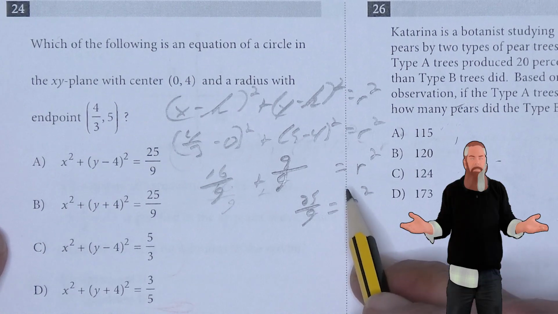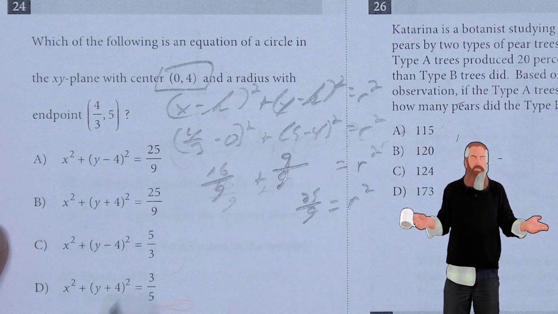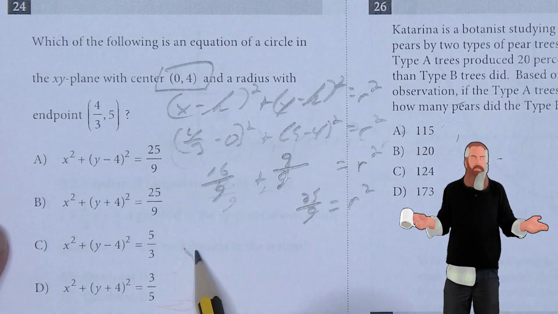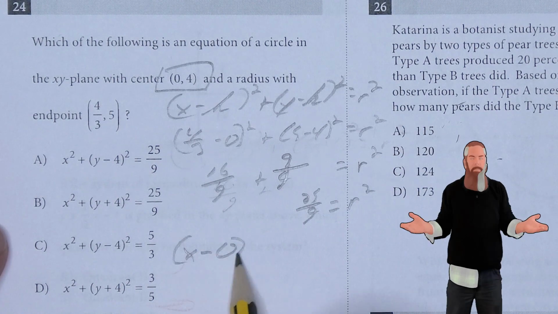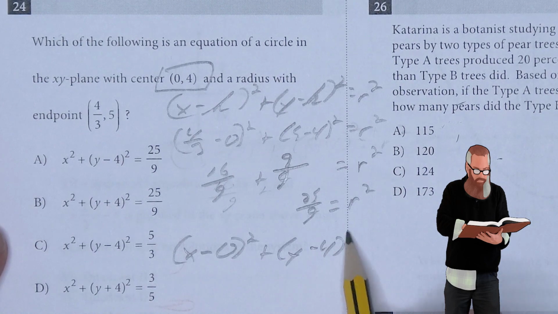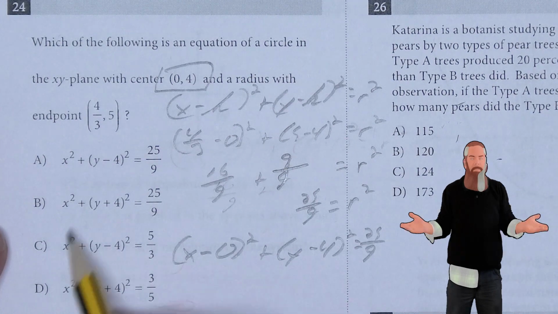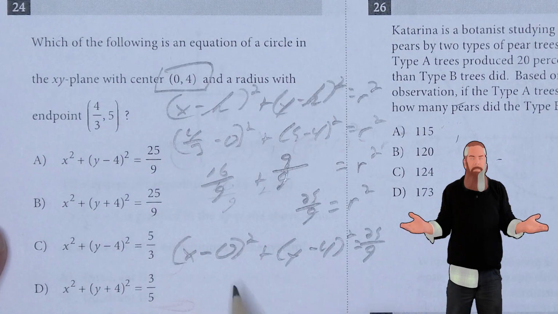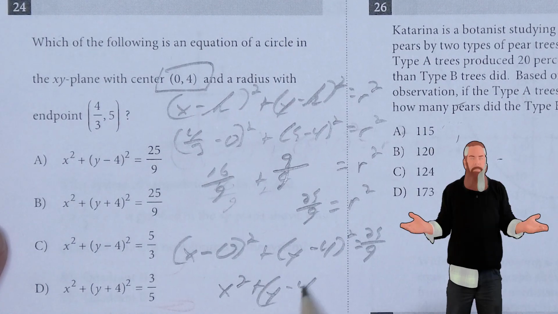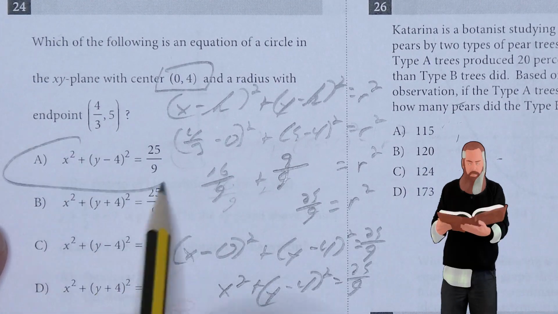Knowing that 25/9 is the radius squared, and we want to know about that circle with a center of (0, 4), this means that I'm going to deal with (x minus 0) squared plus (y minus 4) squared is equal to 25/9. Now, this doesn't match anything that's up here, but x minus 0 is just x. So we wind up with x squared plus (y minus 4) squared is equal to 25/9, which is A.